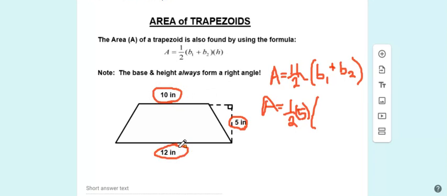It doesn't matter which one you call B1 and B2 because if you're adding them together, 10 plus 12 is the same thing as 12 plus 10. So the order that you add doesn't matter. You're going to get the same sum. Okay, so I'm going to add these bases together.